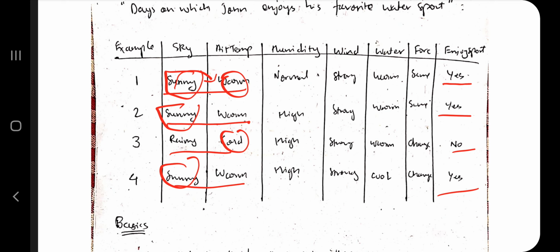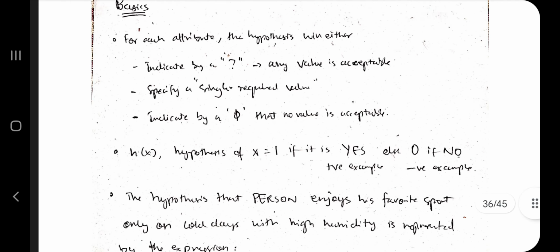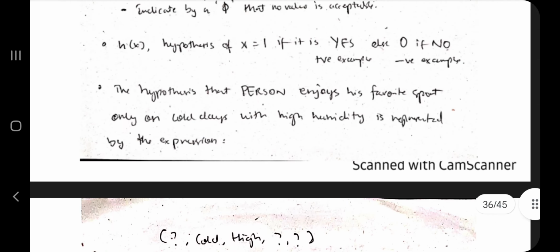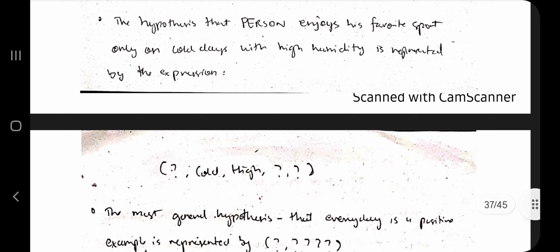I can specify sunny, and along with that warm should be there. If it is cold, he will not enjoy the sport, right? Sunny along with warm should be there, then only he will enjoy the sport. So I'm getting a more specific answer, right? I have included two more attributes. So that is how I will represent it, based on how many attributes I have.